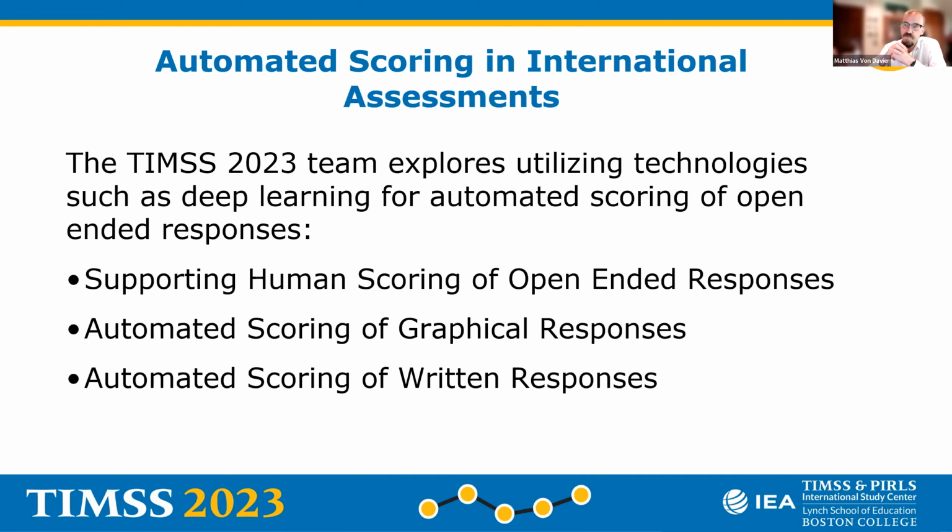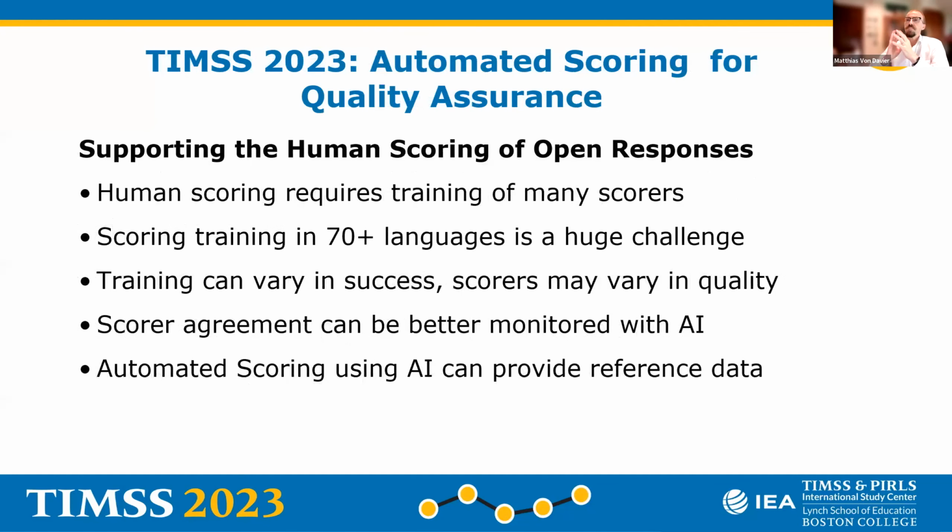We essentially have to trust that it will work after we trained them. We can look into a subset of items in terms of agreement with a second scorer, but that's about it. So automated scoring has a lot of advantages from that perspective. I think I just told you about this slide. So essentially, we can indeed better monitor AI scoring.